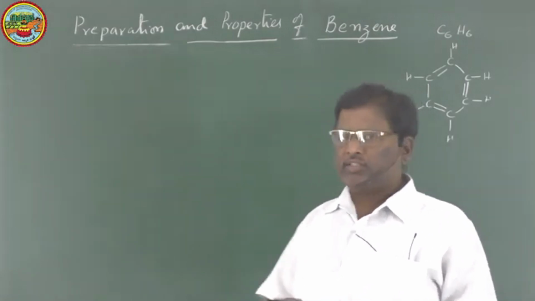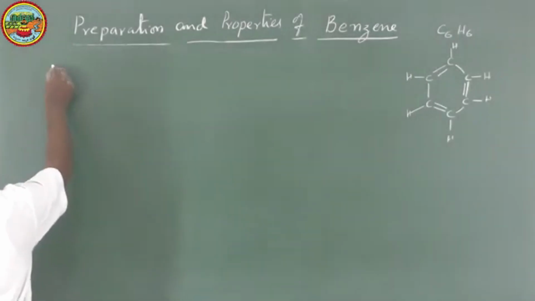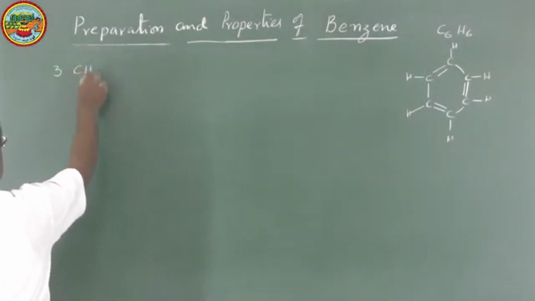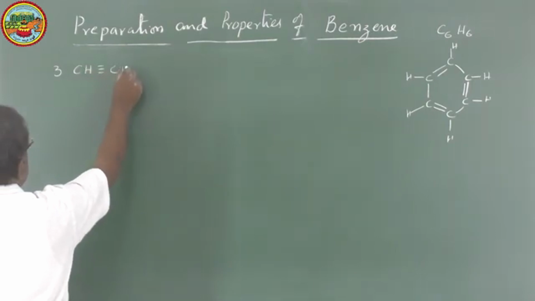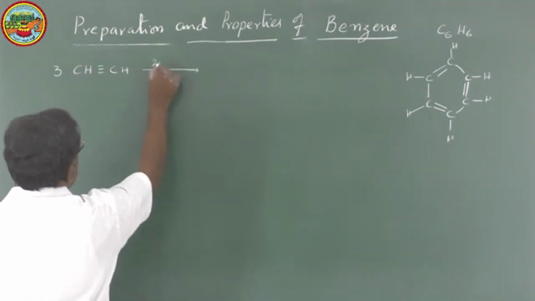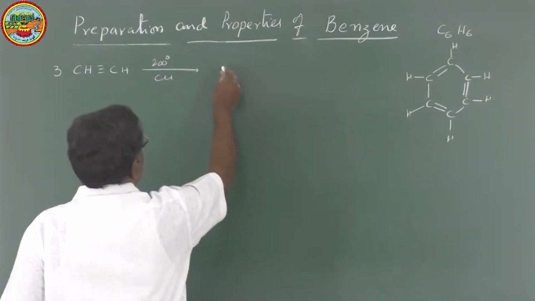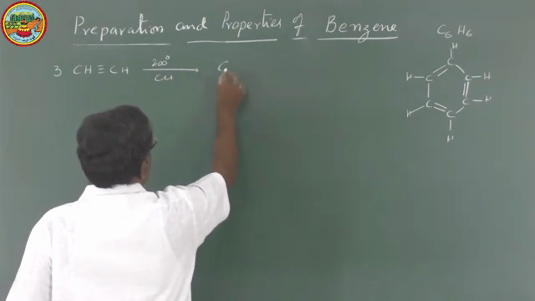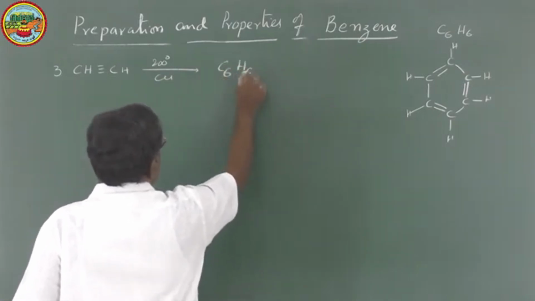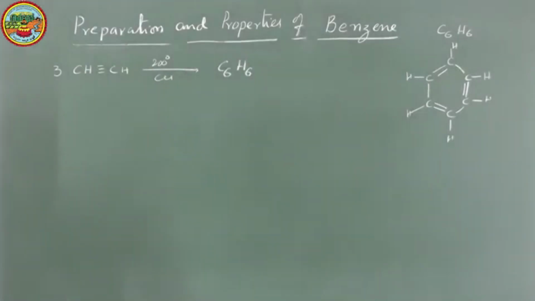The important methods we have already discussed in the properties of acetylene. 3 moles of acetylene, when passed through copper tubes at 200 degrees centigrade and high pressure, polymerize to give benzene, C6H6. This is polymerization of acetylene. Polymerization of acetylene forms benzene.